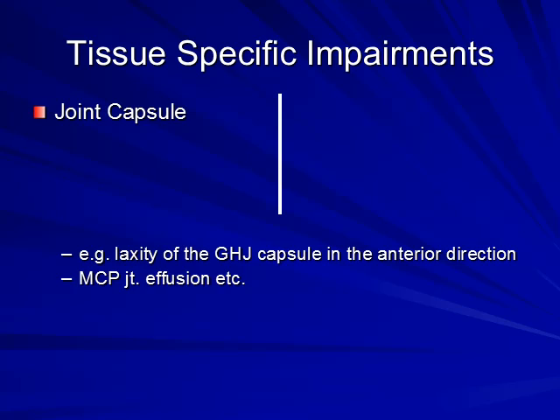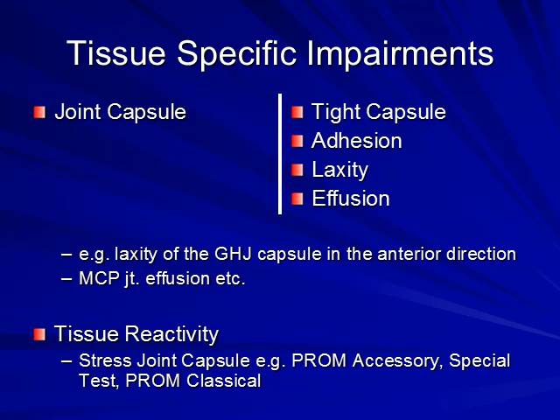Okay, so let's go back. Let's make this a tissue-specific impairment. So the tissue-specific impairment would be right MCP joint tight capsule, or right MCP tight joint capsule. Either way would be fine. All right, so that's our TSI, or tissue-specific impairment.